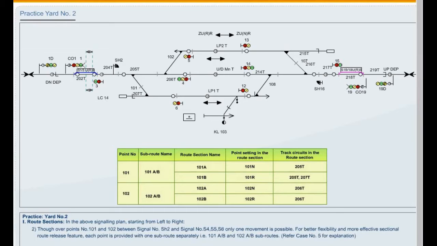Though over points number 101 and 102 between signal number SH2 and signal number S4, S5, S6, only one movement is possible. For better flexibility and more effective sectional route release feature, each point is provided with one subroute separately, that is 101 A by B and 102 A by B subroute. Click on case number 5 for explanation.